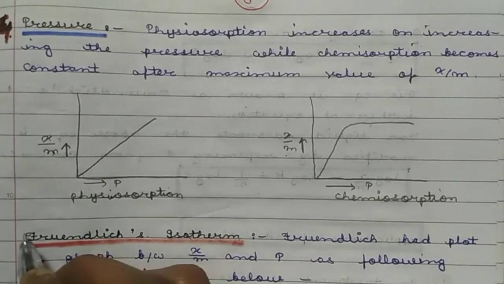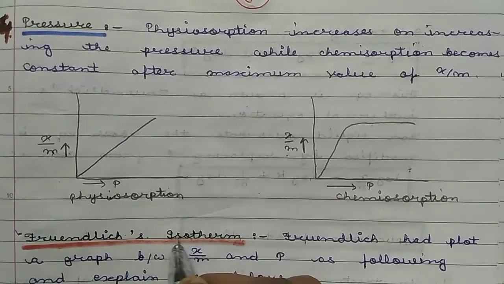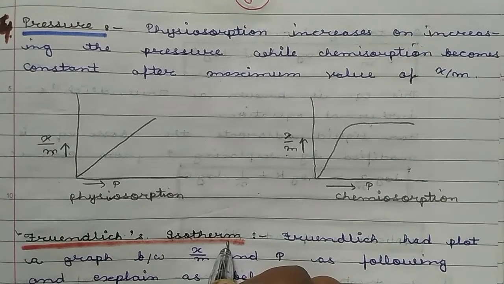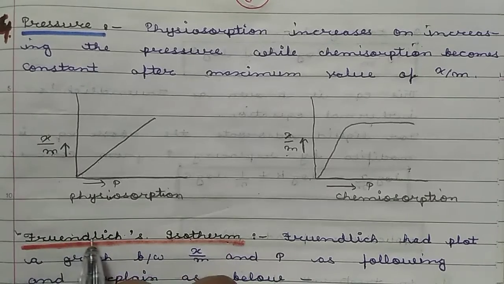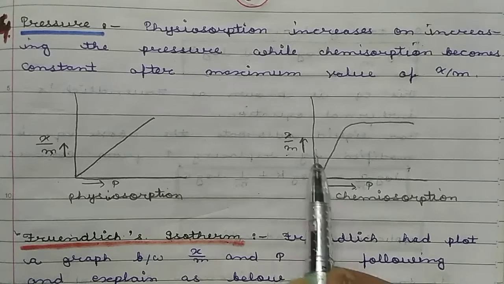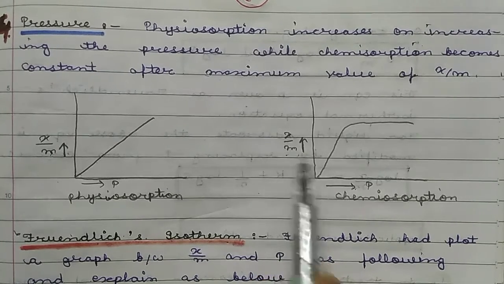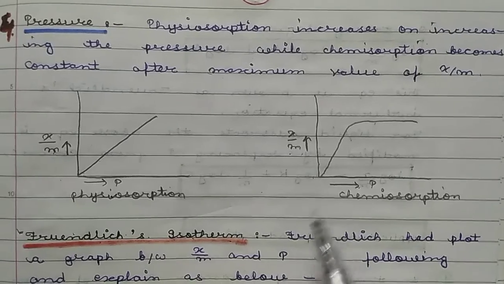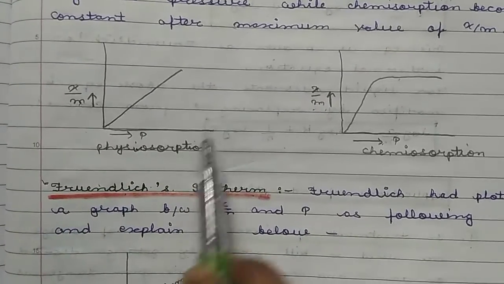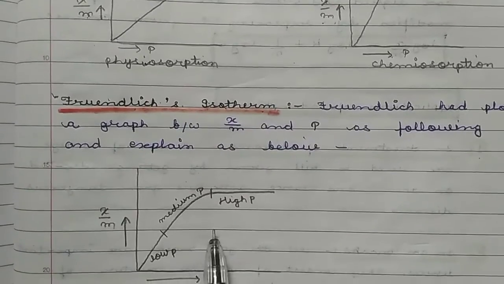So it is the next topic and a very important topic for this year, the Freundlich isotherm. Isotherm means at constant temperature. Freundlich was the scientist who studied the effect of pressure on the extent of adsorption at constant temperature. He plotted a graph between x upon m and p as follows and explained the behavior.